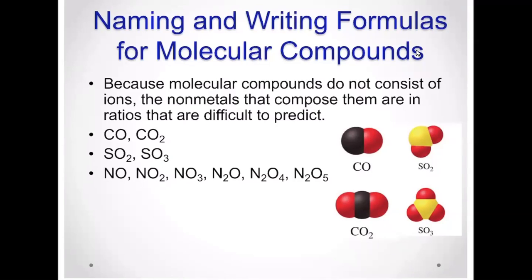Because molecular compounds do not consist of ions, the nonmetals that compose them are in ratios that are difficult to predict. So like I mentioned, you can have many different molecules that contain the same two elements. We already went over carbon monoxide and carbon dioxide. Now let's just name a few of these.